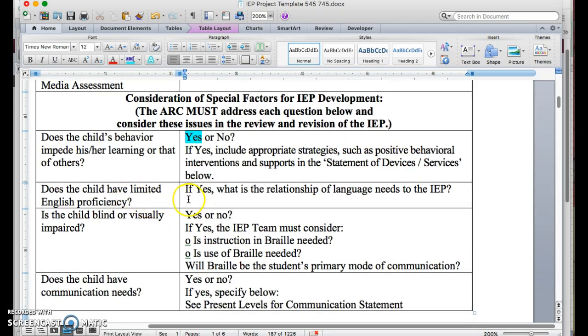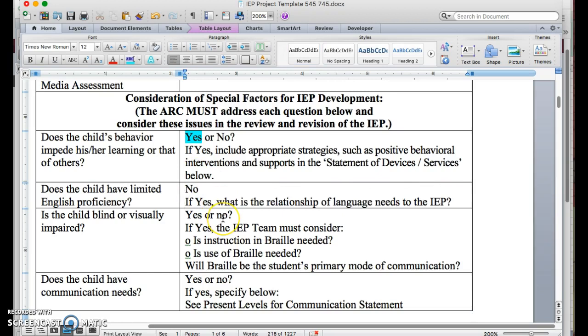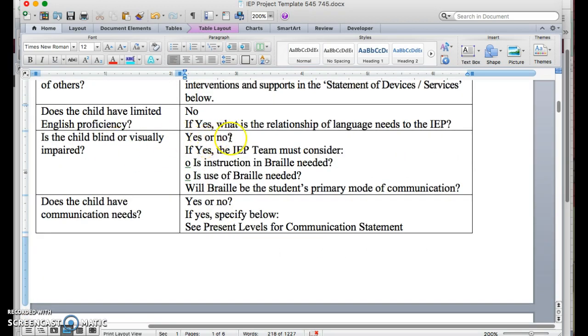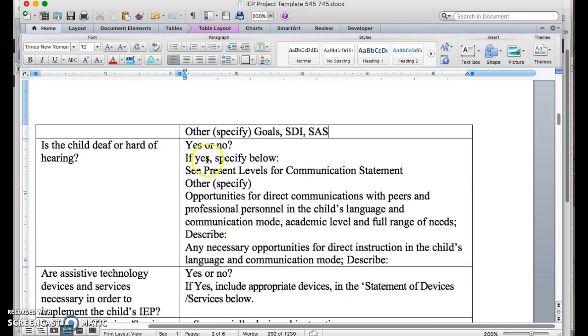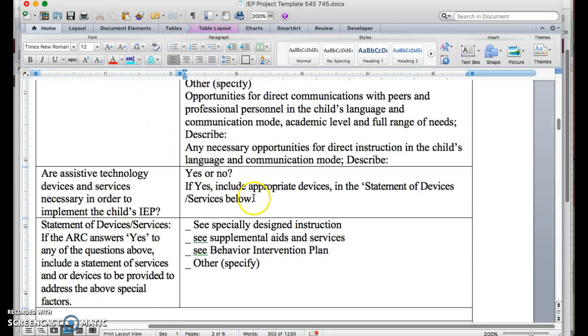Does the child have limited English proficiency? We'll go ahead and write the word no there because this student doesn't have limited English proficiency. Is the student blind or visually impaired? We'll say no, this student wasn't. Does this student have communication needs? This student might have communication needs. And note that if we say yes, then somewhere in the present levels, we have to address that and also address that somewhere else. And usually that's specified in the goals, in the student's specially designed instruction, and in their supplementary aids and services. Is the student deaf or hard of hearing? And this would have to meet the state guidelines. No, we'll say this student wasn't.